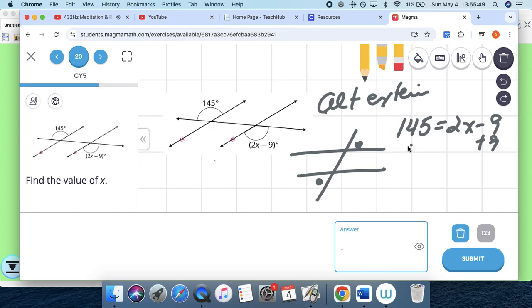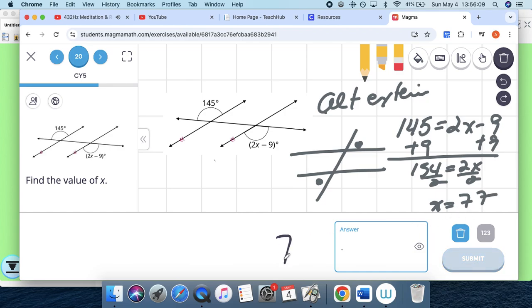Plus 9, 154 equals 2x, divide by 2, divide by 2, and x equals 77. Then let's write that here.